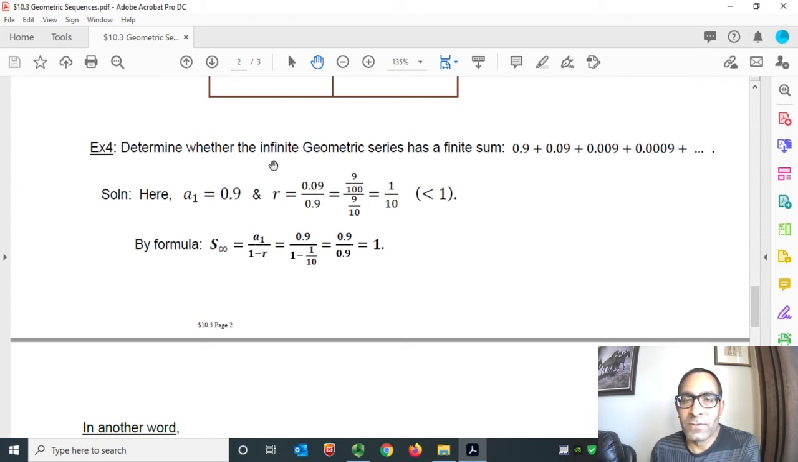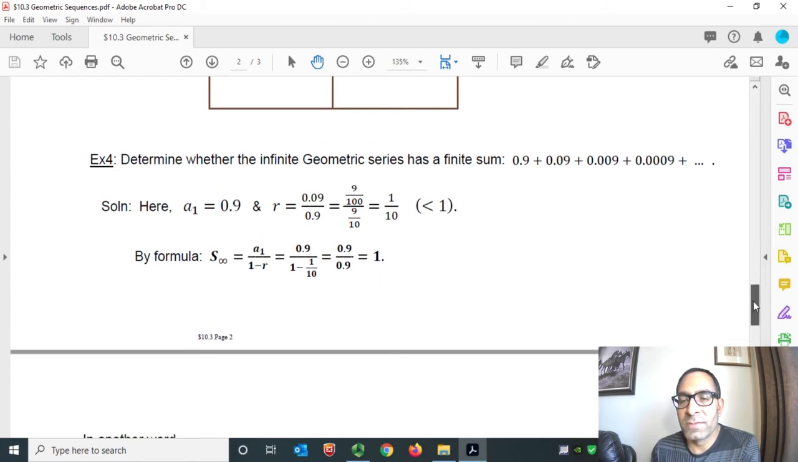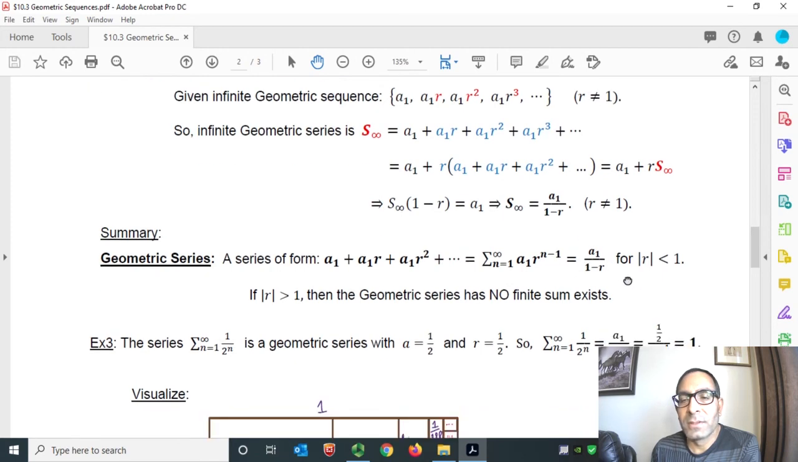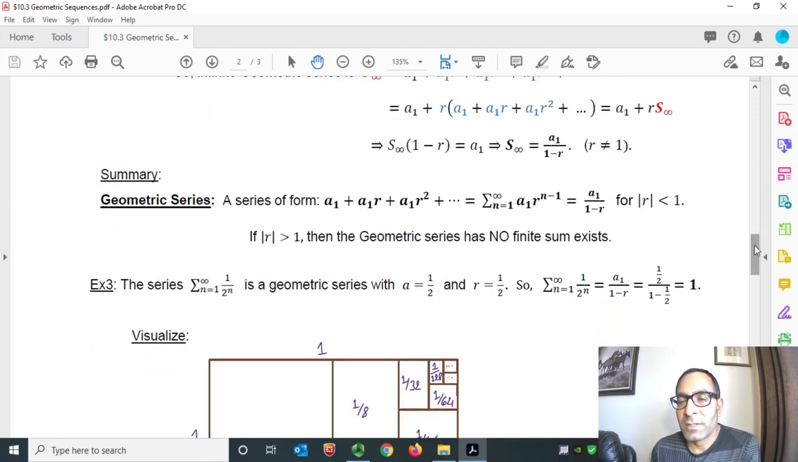Since the absolute value of the common ratio is less than 1, we can find the sum of the infinite geometric series. By formula, S infinite equals first term over 1 minus common ratio. Let me show you. I use this formula here. Let me scroll down.